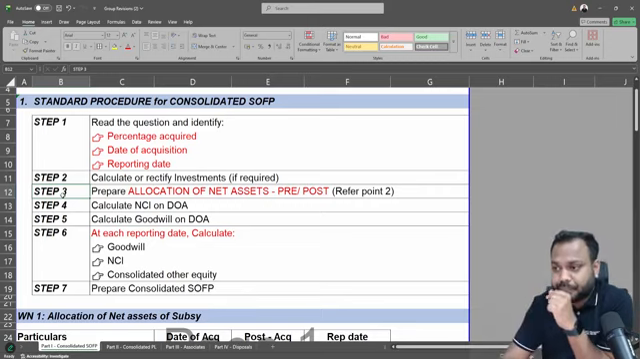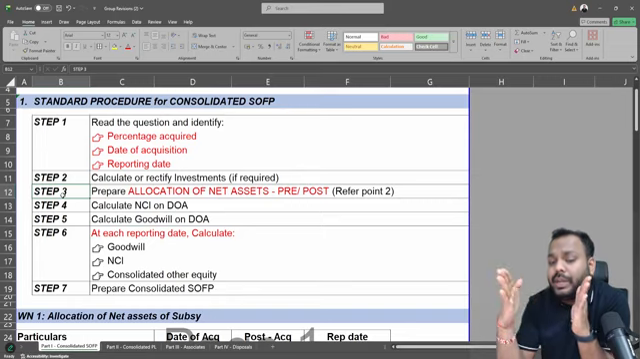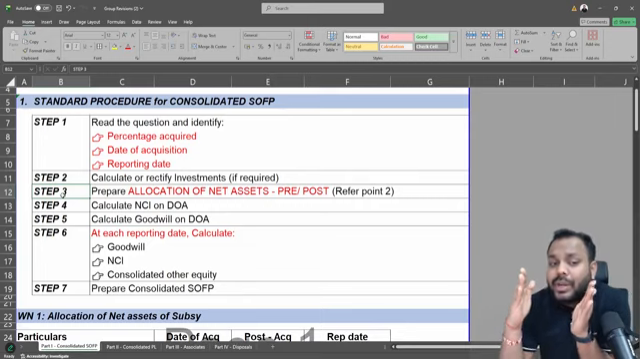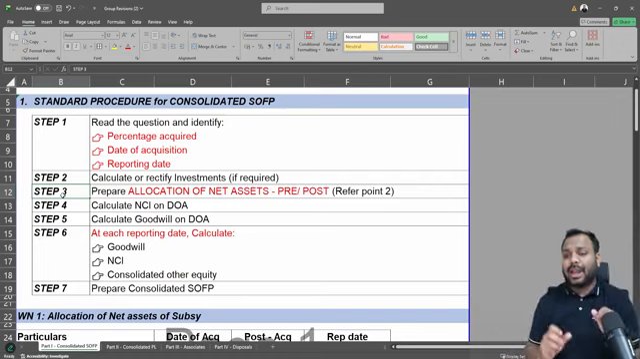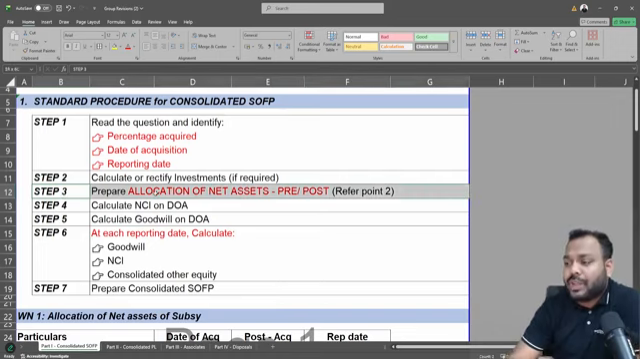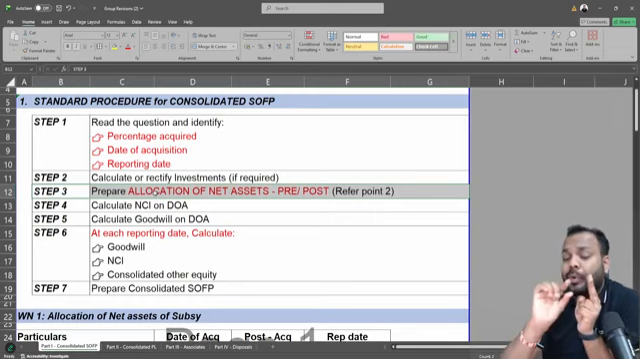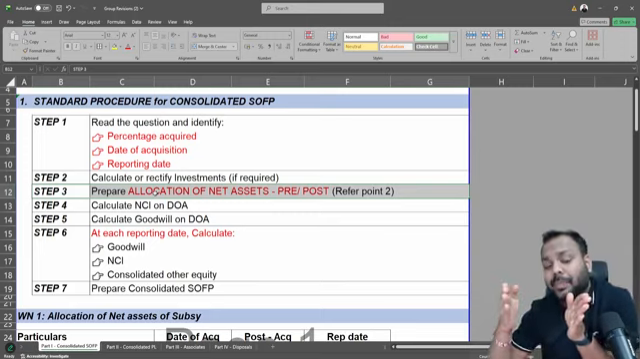Okay, now what is the change in the net assets from date of acquisition till reporting date, which gives us what is the profit earned by the subsidiary from date of acquisition till reporting date? Okay, now understand please. As part of allocation of net assets, we have calculated two things. One, the fair value of net assets on date of acquisition. Two, the post acquisition profits of the subsidiary from date of acquisition till reporting date.